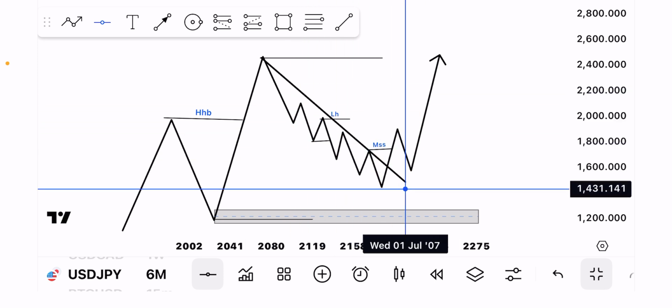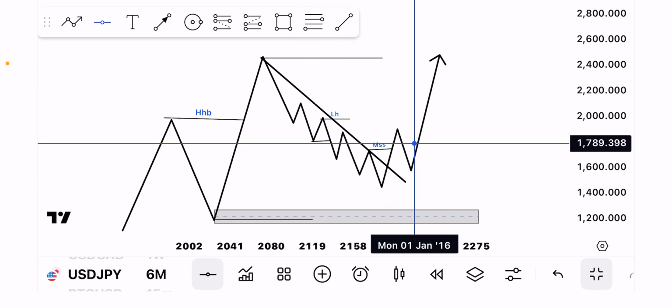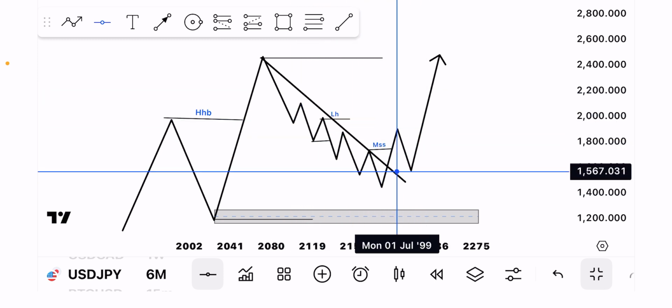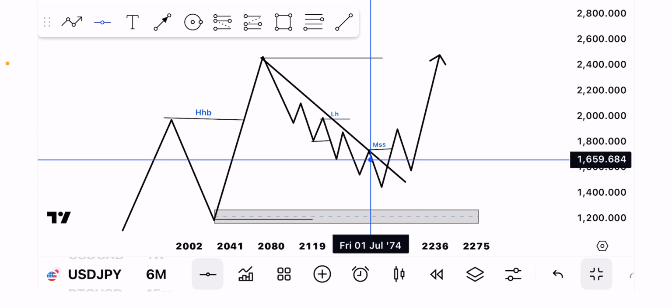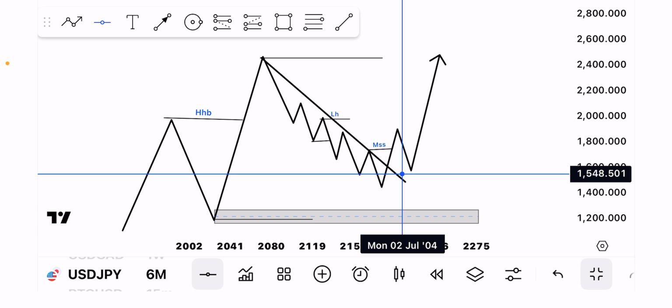Now, the second confirmation is the trend line break. This trend line has now been broken, which indicates a new trend is about to start. Now, how do we enter?